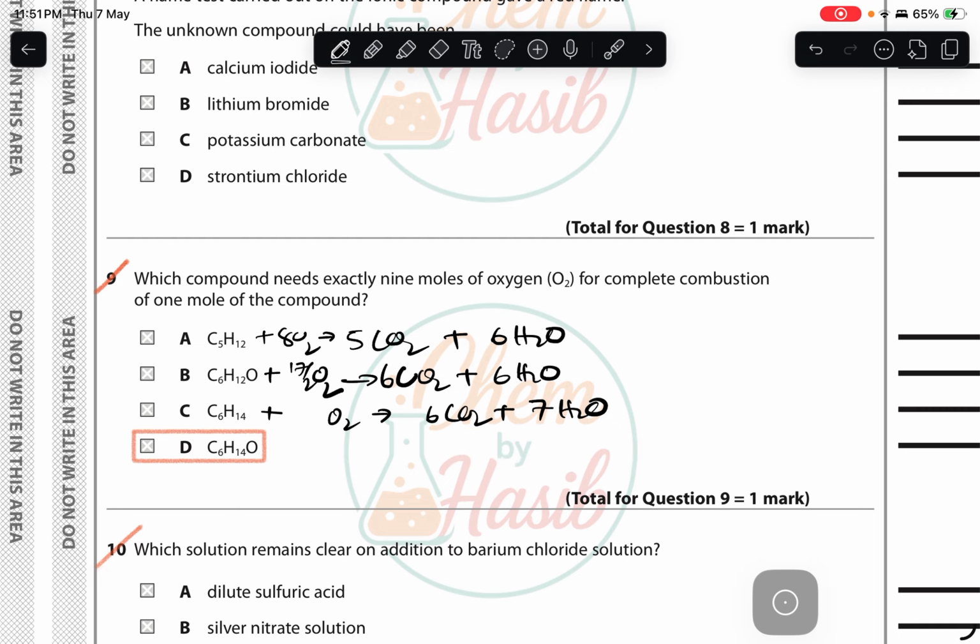So you require 19 by 2 moles of O2. So we are left with D, right? So D is definitely the answer.